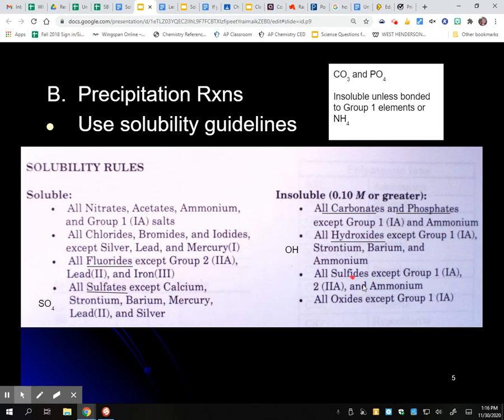All sulfides, now if it ends in IDE, that means it's an element, so you may want to write this on your solubility rules. So all sulfides tend to be insoluble, except for group 1, 2, and ammonium. And oxides, anything that ends with oxygen tends to be insoluble, of course, except if it's bonded to group 1 or ammonium. Now, let's look at another couple of examples.